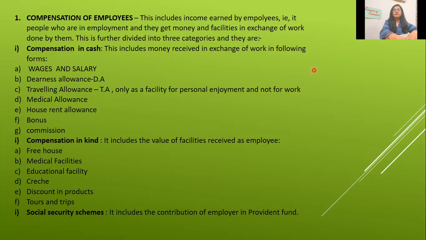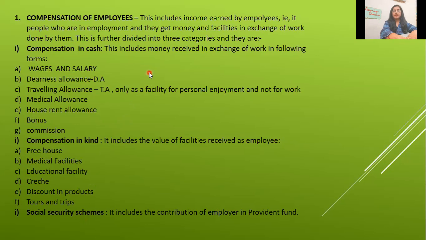Now, in national income, we include three types of income. First is compensation of employees. Now, what is compensation of employees? It includes all the income which an employee gets in exchange of the work he or she is doing. So compensation of employees includes three types of income. First is compensation in cash, second is compensation in kind, and third is social security scheme contributions.